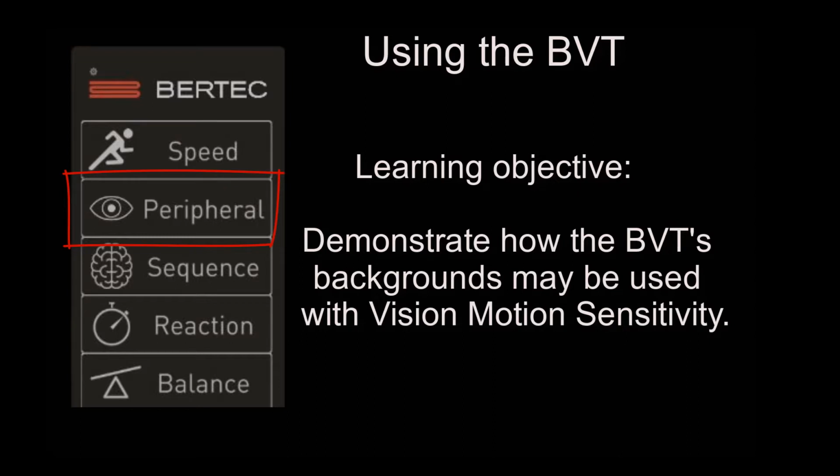Today we want to discuss vision motion sensitivity and how the BVT's backgrounds can be used to reduce that. Vision motion sensitivity is a disturbance that negatively affects a subject's vision and balance. This can occur after concussion, strokes, and traumatic brain injuries.